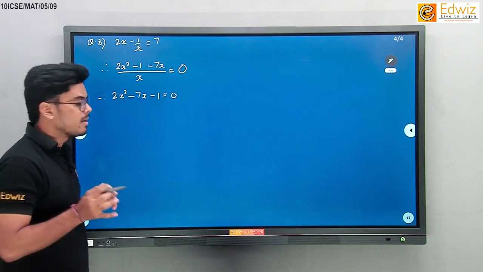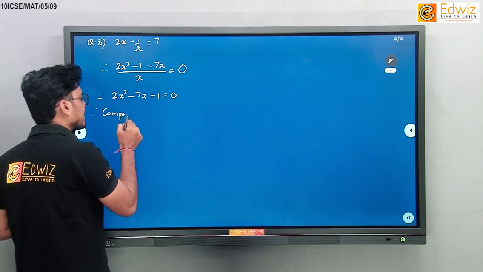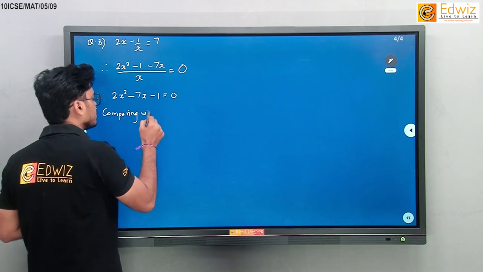This is the equation. Now let us find out the values of a, b and c by comparing it with the standard form. Okay.